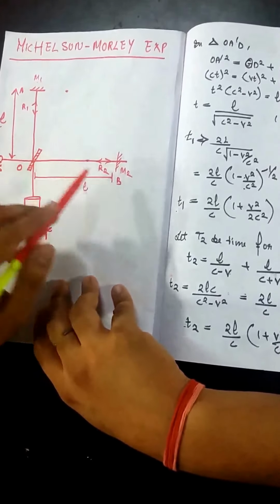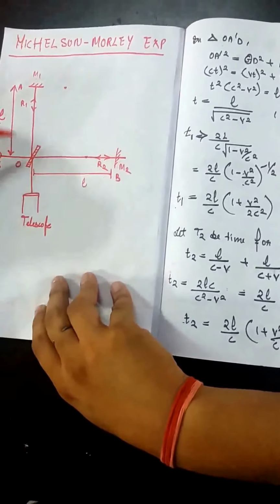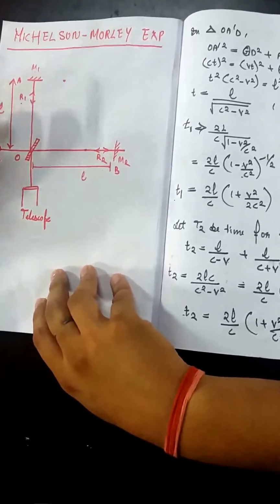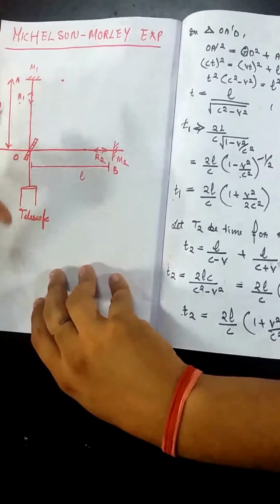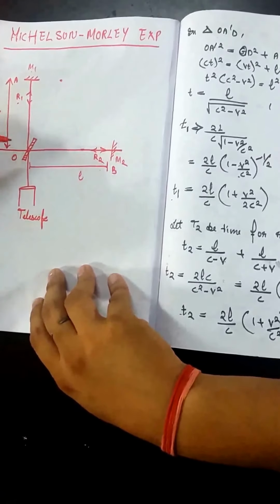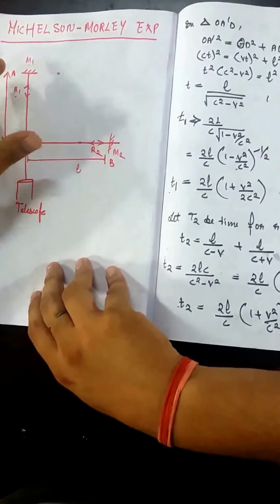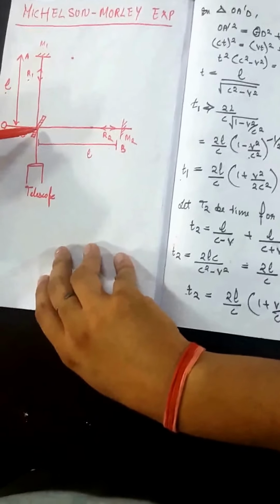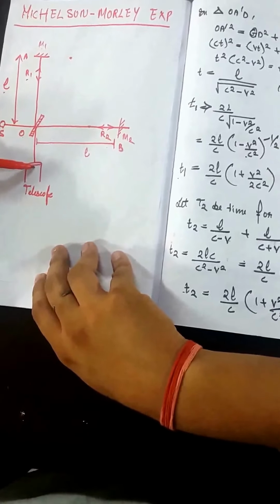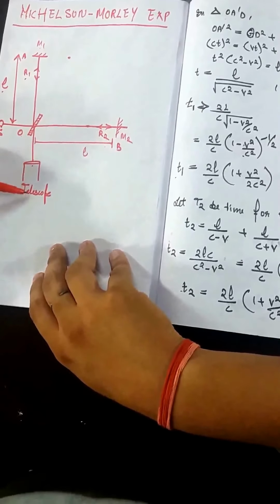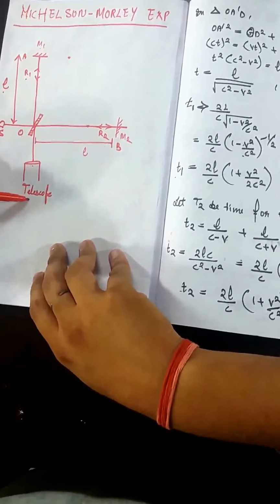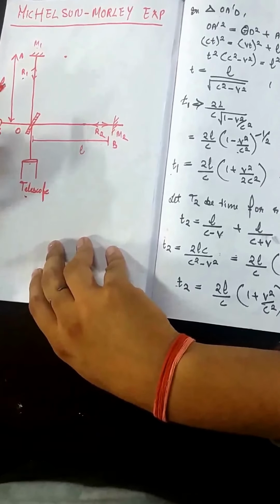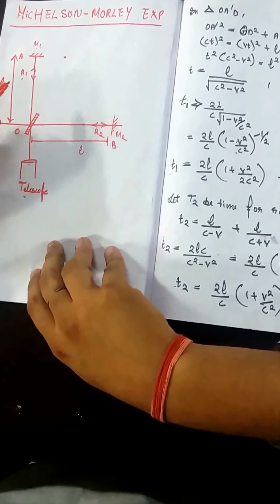Let this transmitted ray be R2 and this reflected ray be R1. Now the whole setup is at rest. So when the rays bounce back from mirrors M1 and M2, they will rejoin here and form an interference pattern at the detector telescope. So now we will see the fringe pattern here because they both will be in the same phase.